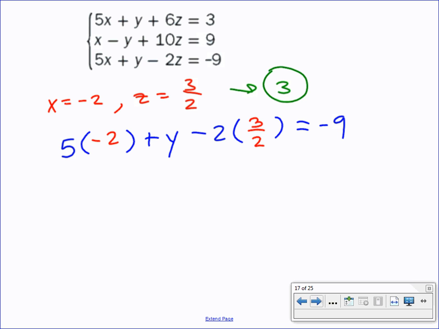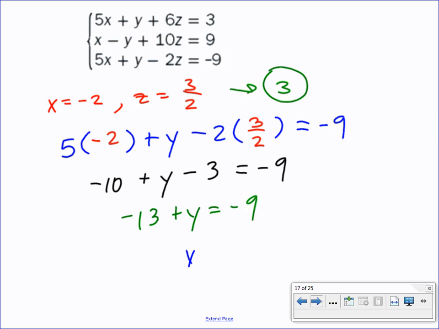Let's solve for y. 5 times negative 2 is negative 10 plus y minus 2 times 3/2 is 3 equals negative 9. Combine like terms, same side, same operation, negative 13 plus y equals negative 9. Opposite side, opposite operation. I'm going to add over that 13 and I get y equals positive 4.